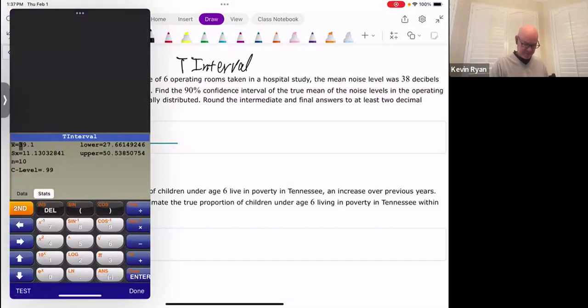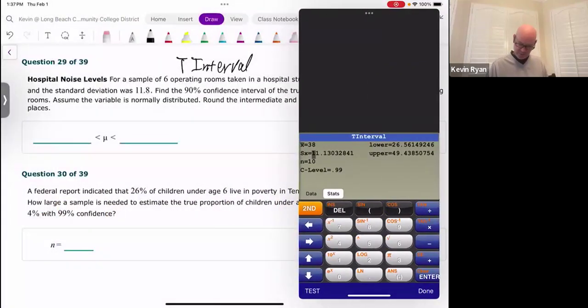So T interval, and 38 is the mean. Standard deviation is 11.8. N is 6. Confidence level is 0.9. So I'm getting this as my answer. So this is 28.29 decibels up to 47.71 decibels.